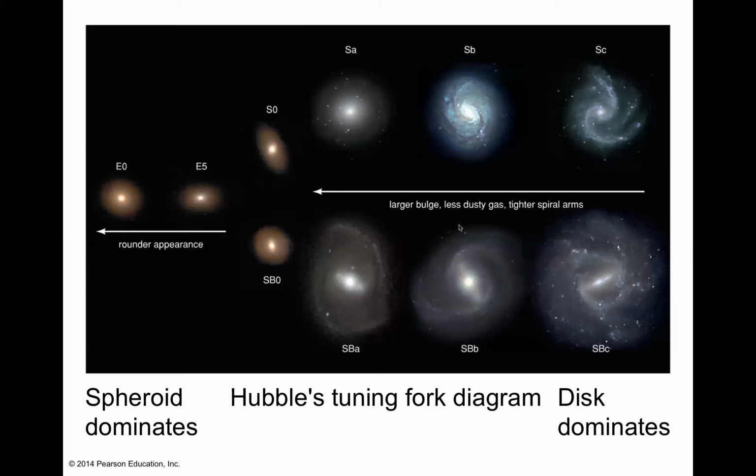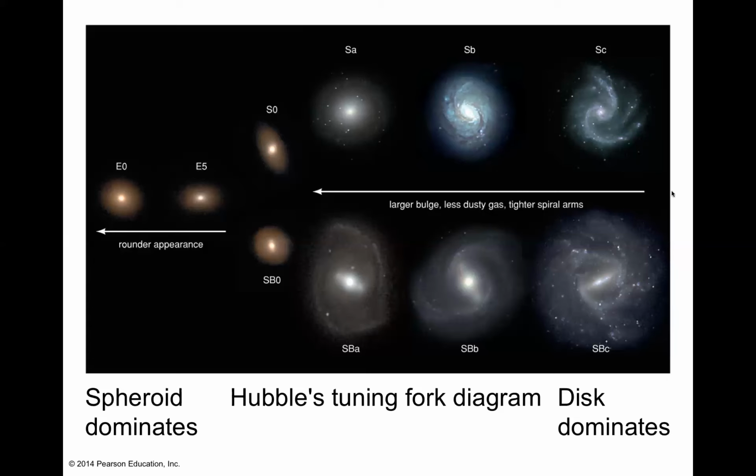SA galaxies, you can see here, tend to have larger bulges, tend to have tighter spiral arms. And as you go to SC galaxies, the bulges are very small now, and the spiral arms are very loose. Same with the SB. This gets confusing because a capital B here means a barred galaxy, as opposed to a lowercase b, which indicates that it's between an SA and an SC galaxy. But your SB galaxies can also come in a, b, and c, from very large central bulges and very tightly wound spiral arms to very small central bulges and very loosely wound spiral arms.